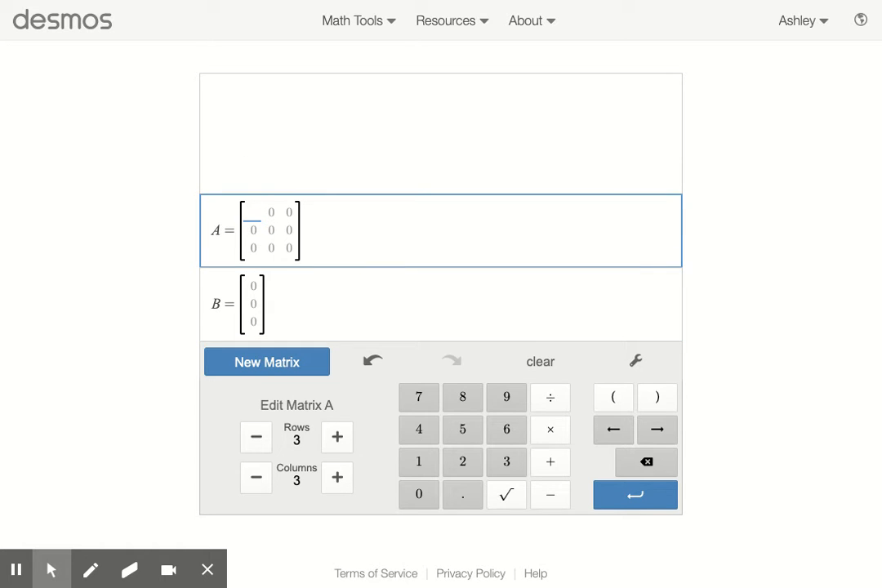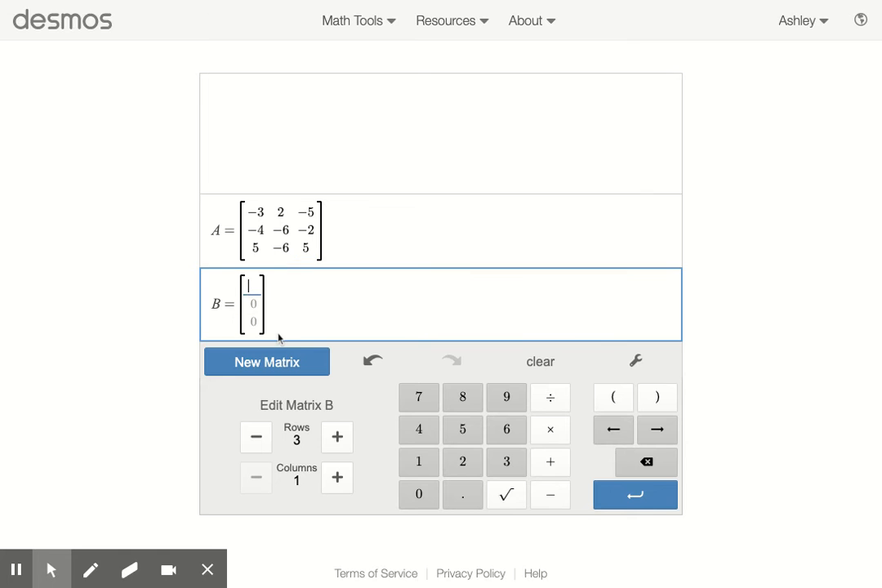So now I'm going to type in number 1. You have to make sure you go in order. So my first column are my x values. So I have negative 3, negative 4, and 5. So those are all the numbers in front of the x's. In front of the y's, I have 2, negative 6, and negative 6. And then my z values are negative 5, negative 2, and 5. My answer matrix will be negative 3, negative 22, and 9. So this is problem number 1 from page 70. So make sure you follow along.